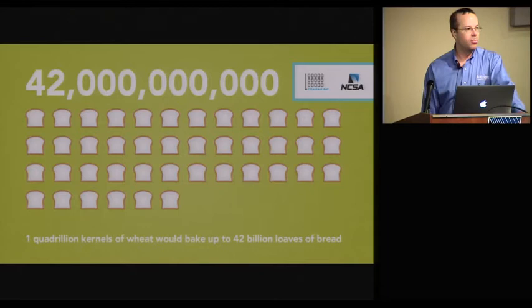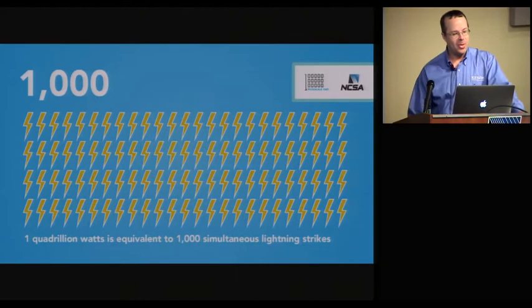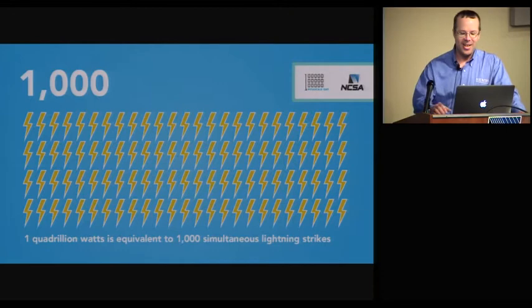So another interesting factoid is one quadrillion watts is roughly equivalent to 1,000 lightning strikes. I have the note in the slides here from our PR department was that you're supposed to remember it took just one lightning strike to power the time machine on the DeLorean and Back to the Future.